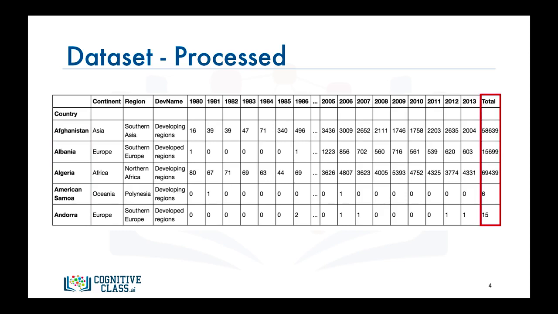Also, let's add an extra column which represents the cumulative sum of annual immigration from each country from 1980 to 2013. So for Afghanistan, it is 58,639 total, and for Albania, it is 15,699, and so on. And let's name our data frame df_Canada.